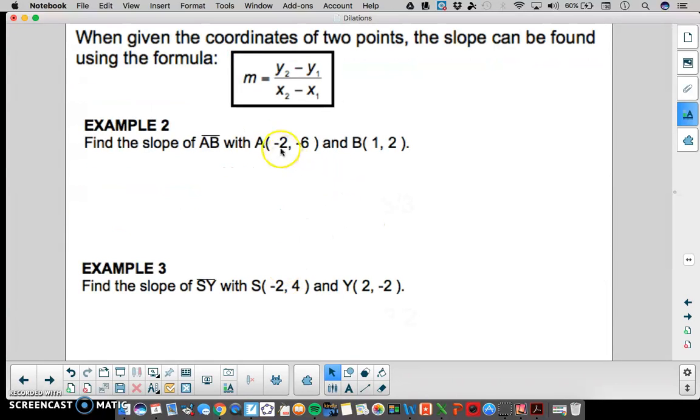Here we're going to practice finding slope using some points. So A is at -2, -6, B is at 1, 2, and SY has coordinate values of -2, 4, and 2, -2. You guys need to show your work in your notes. I'll give you the answers, but you guys do need to try and get those answers using the midpoint formula.